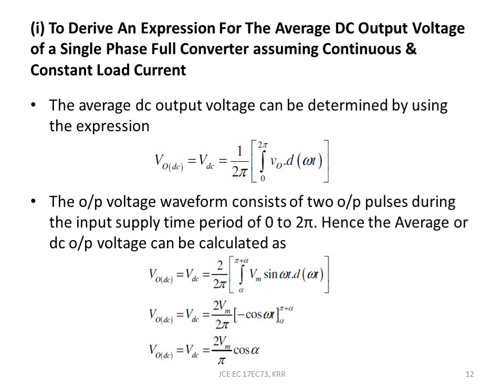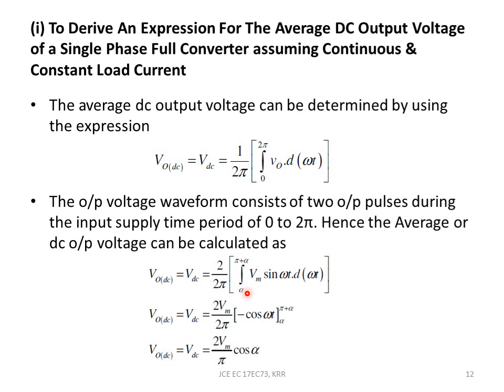Now coming to the expression for the average DC output voltage of this single phase full converter, we know that the average voltage is given as VDC equals 1 upon 2 pi, integral from 0 to 2 pi of v naught d omega t. The output waveform consists of two output pulses during the input supply time from 0 to 2 pi. Hence the average or DC output voltage can be evaluated as VDC equal to 2 upon 2 pi, and we take the integration from alpha to pi plus alpha.